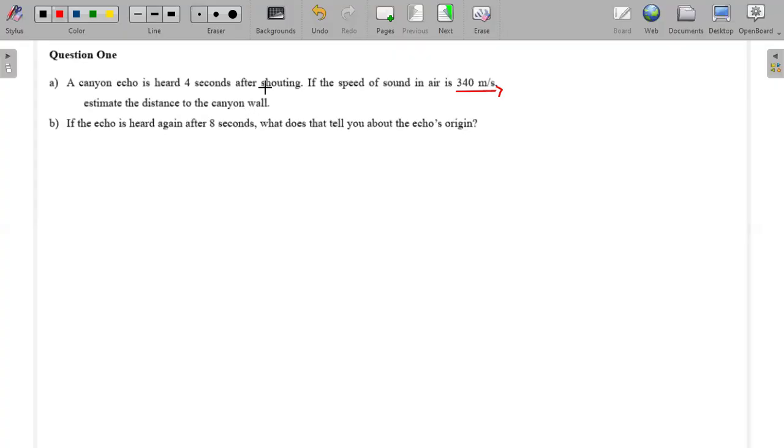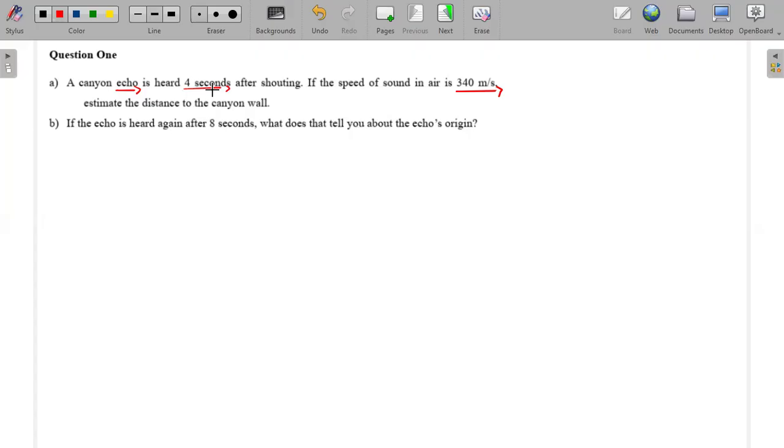All right, so they want us to calculate distance in this particular case. And one thing that we need to pay attention to is that they are talking about an echo. So the sound that we are hearing is an echo, which means sound has been produced, it travels in a certain direction, hits a surface and bounces back towards the listener. The echo is being heard 4 seconds after shouting.